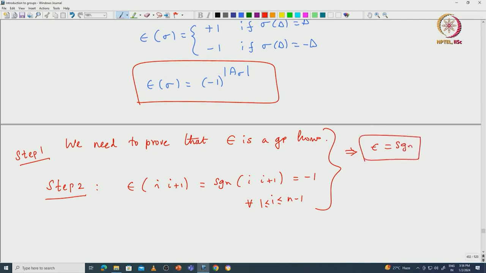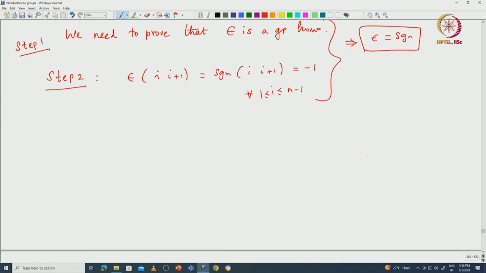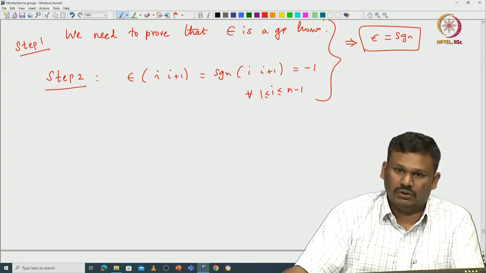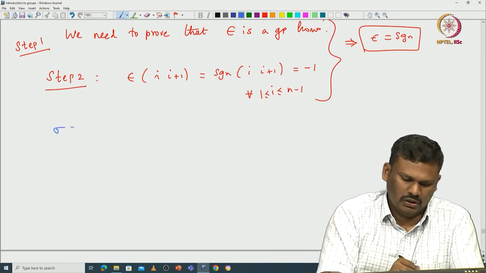Okay, so we need to check these two facts. Let us check one by one, and then we can verify epsilon is the same as sign map. First of all, we will verify step 2, which is easy to verify. Let us see what sigma equal to (i, i+1) does.